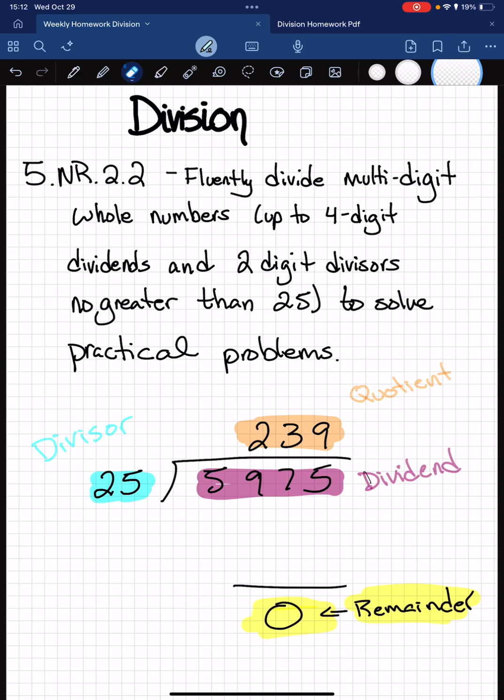So first of all, remember, we're going over division now. And so the standard that goes with this is fluently divide multi-digit whole numbers up to 4-digit dividends and 2-digit divisors no greater than 25 to solve practical problems. Remember, the dividend is being divided. The divisor is doing the dividing, and the quotient is the answer to this problem, okay? The remainder here is 0 in this specific problem. And so I'm just going to go through really quickly.